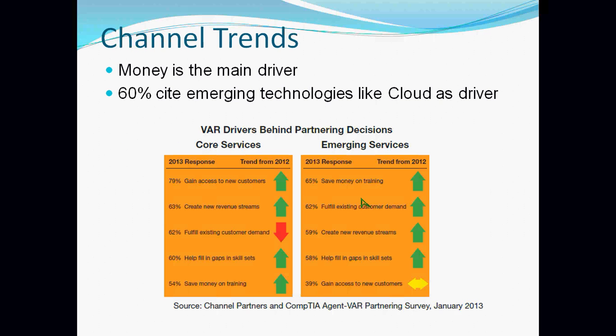One of the main drivers is obviously money. These are businesses after all. That's what they're interested in, making money. That's what keeps them alive. But 60% cited emerging technologies like cloud as a driver. So it's a good area if you happen to be in a space that's selling a cloud-based solution, you'll probably have a more receptive audience with the IT VAR channel. And I'm assuming from the registration, most of the companies on this call are coming at this more from the cloud or telecom agent side.